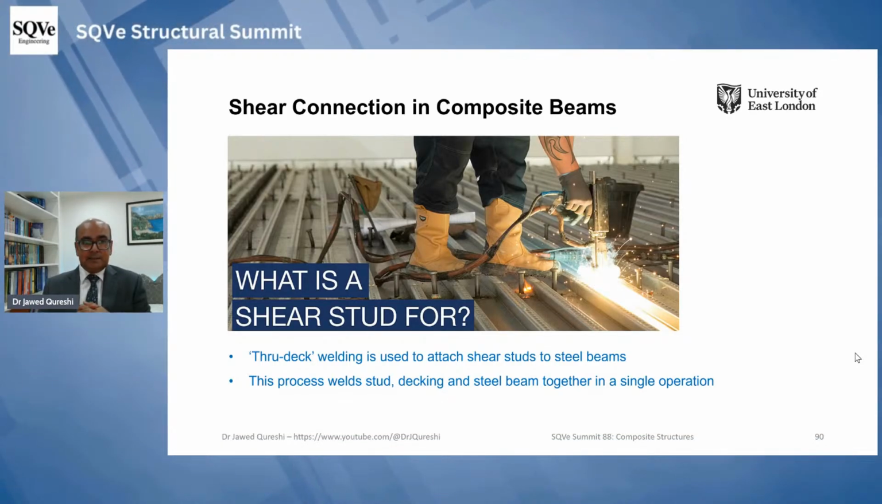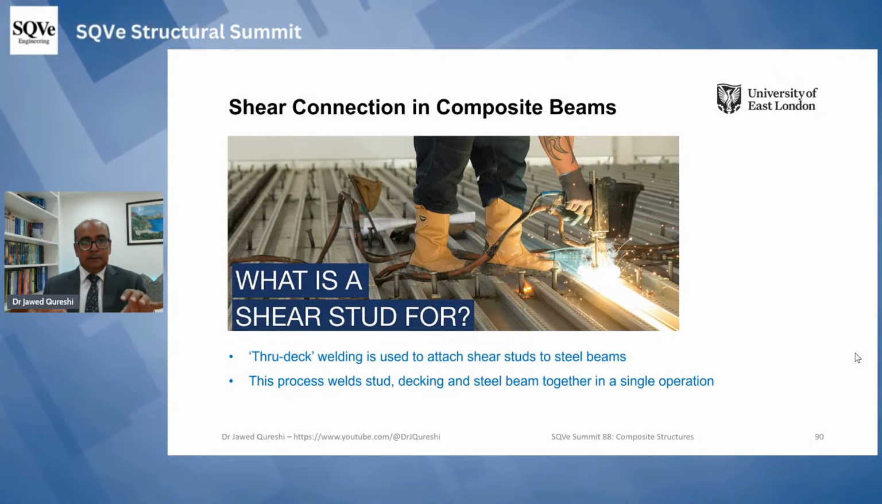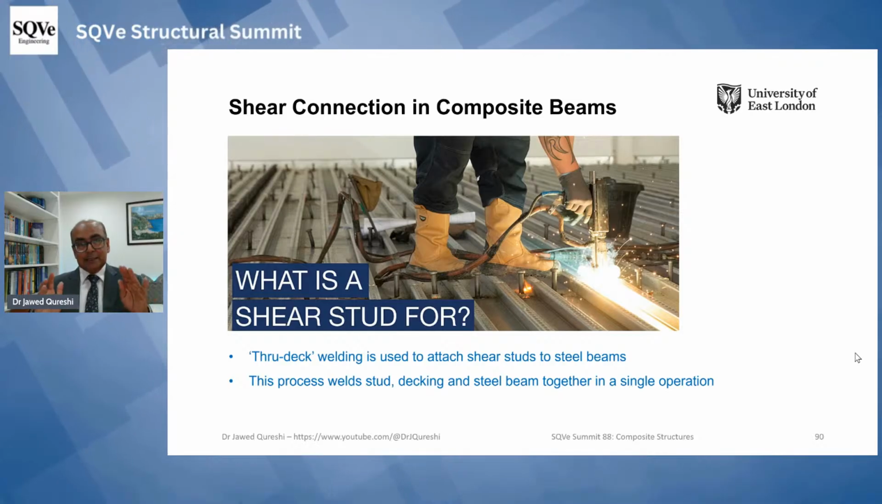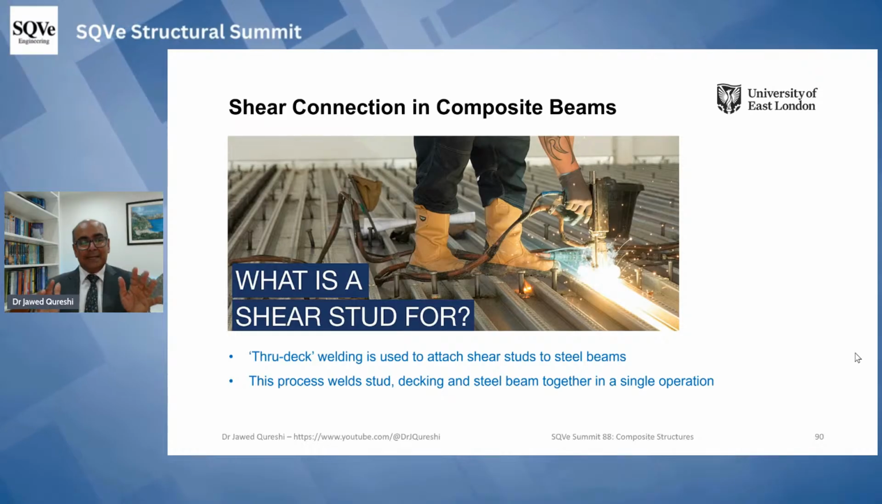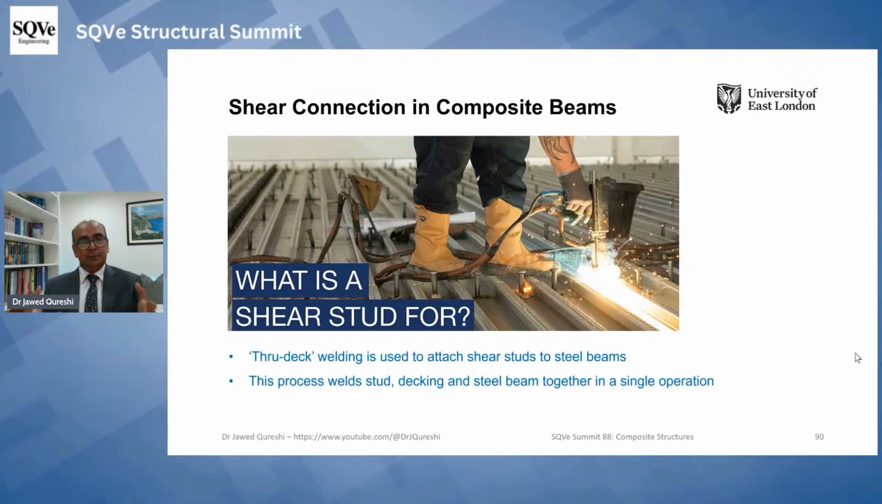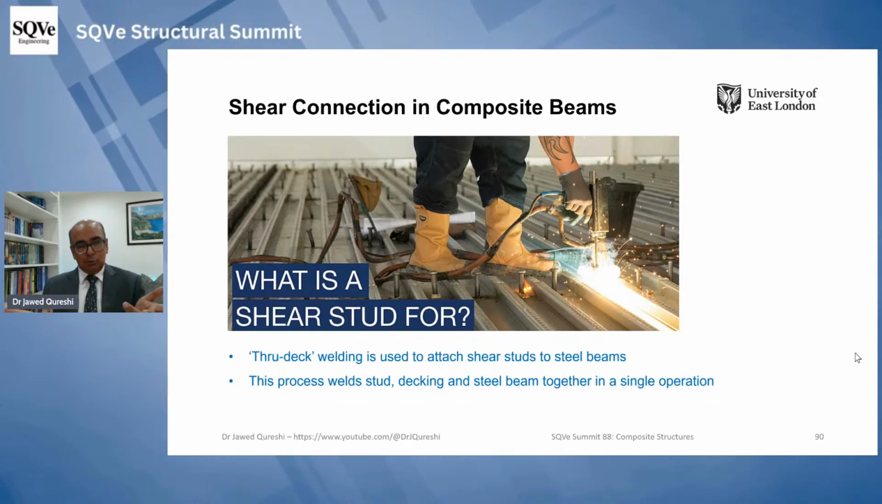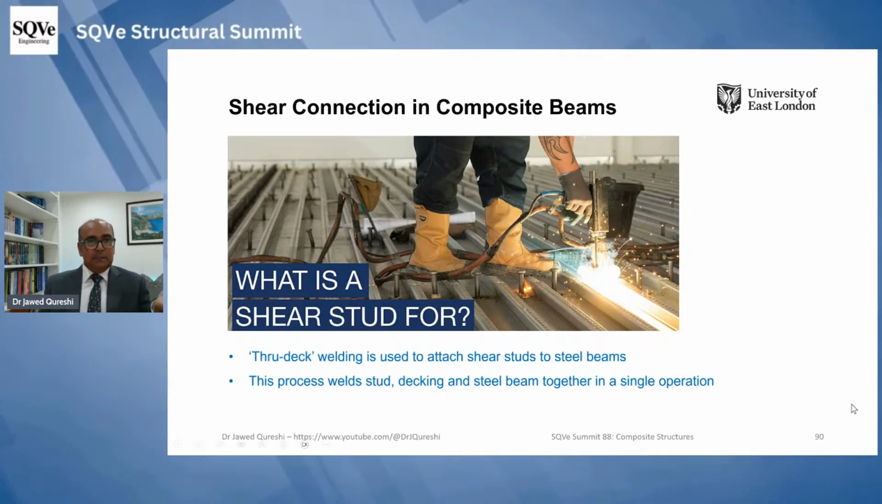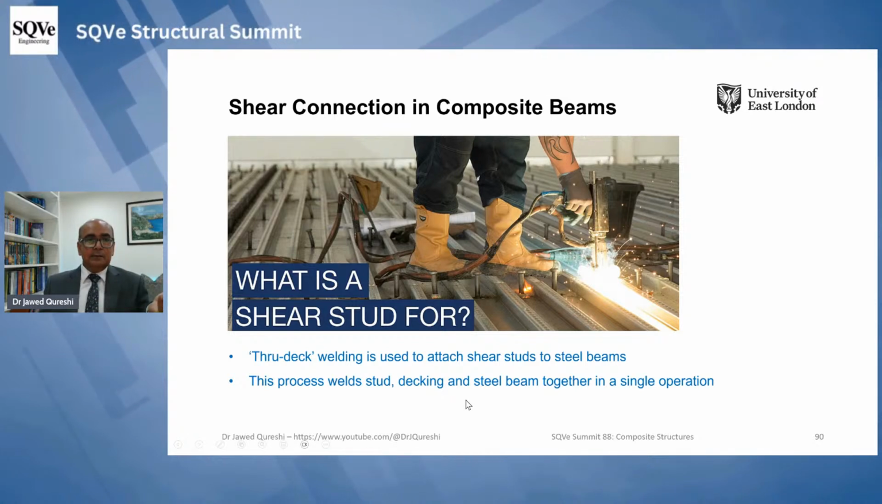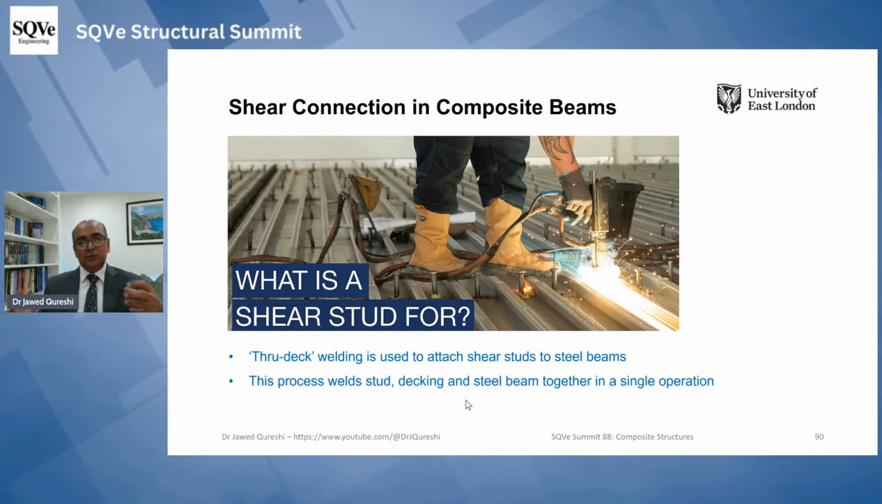We weld these shear studs through the decking to the top of the beam. And this process ensures that there is sufficient shear transfer between slab and the beam. Obviously, this can't be perfect. It can't be 100%. So minimum is 40%. But most of the time, in my view, it is probably 60, 65, 70%, not more than 70% in real life. And then stud, decking, and beam, they act as a single unit.